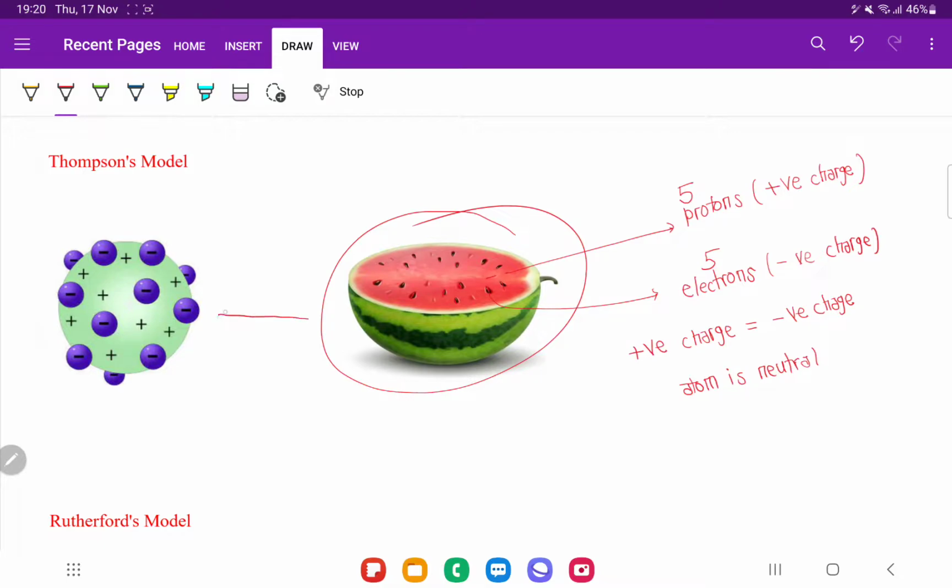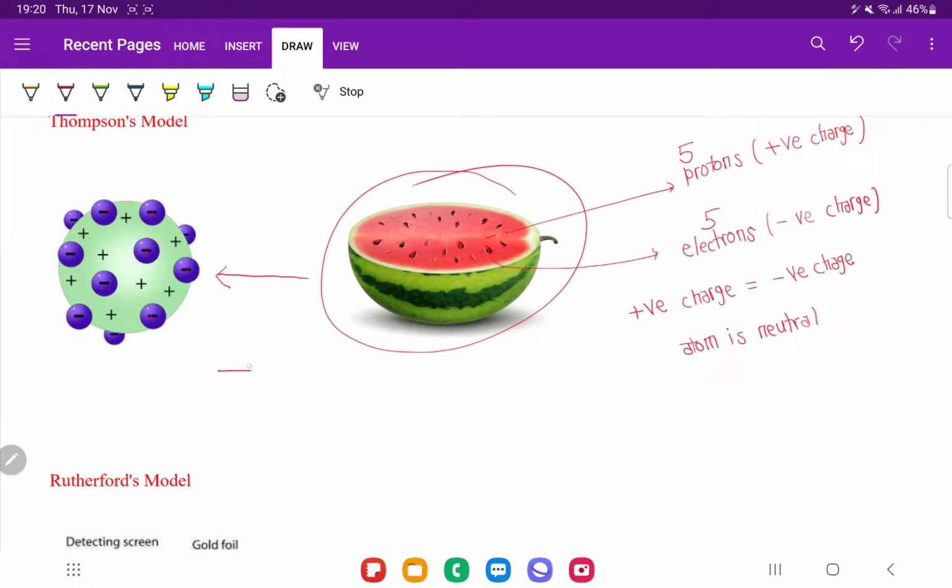You can see this picture is like this one. You have the positive charge all around and then you have the negative charge in between. This positive charge is equal to the negative charge and they cancel each other, so you get a neutral atom. So the conclusion of the Thompson model was that positive charge in an atom is equal to negative charge, and hence the atom is neutral. So this was true. Thompson's model could only explain that the atom is neutral.